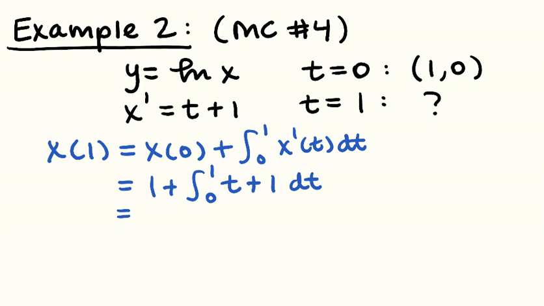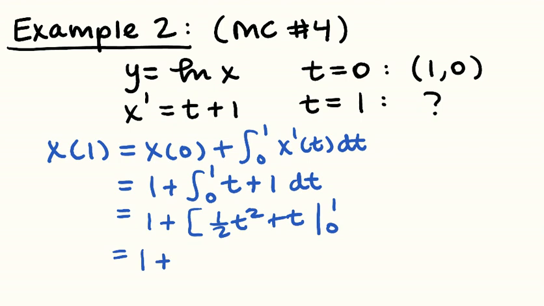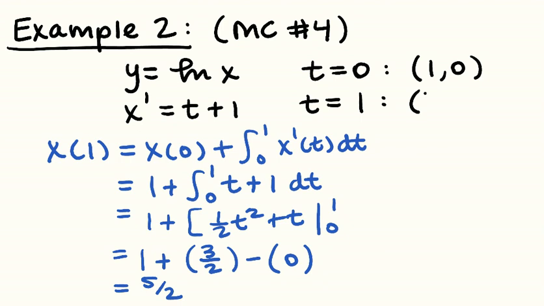So I'm going to say 1 plus 1/2 t squared plus t, as t ranges from 0 to 1. Okay, so 1/2 plus 1 is 3/2, minus 0 plus 0 is 0. So I got 1 plus 3/2, which is 5/2. So I'll just go ahead and start in on my answer. I know that x component is going to be 5/2.